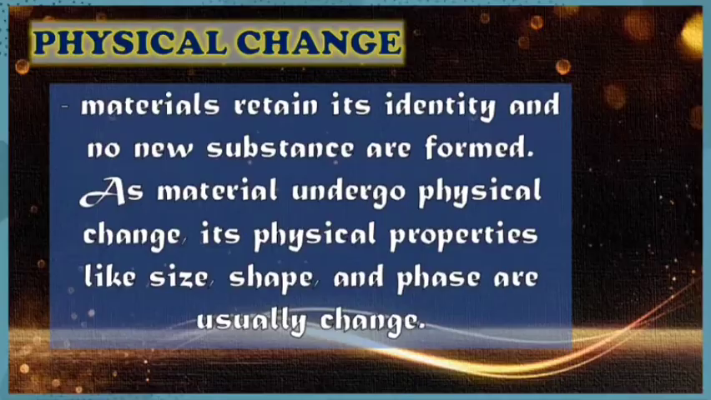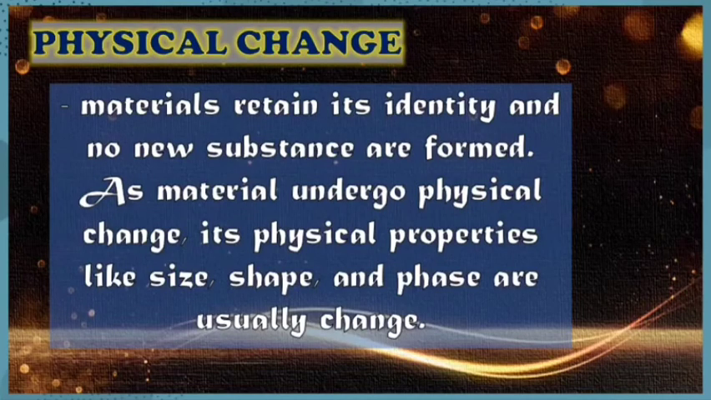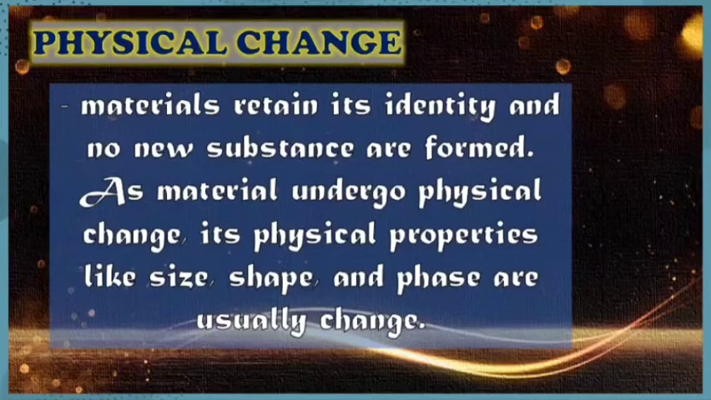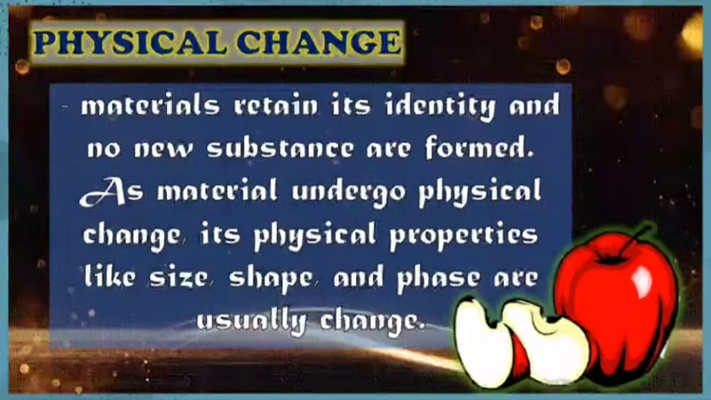In a physical change, a material retains its identity and no new substance is formed. As a material undergoes physical change, its physical properties like size, shape, and phase are usually changed, but the material is still the same. So for example, in an apple, these changes are directly observed, like when you cut or slice an apple. These are changes in shape and size of the apple, but the material is still the same.